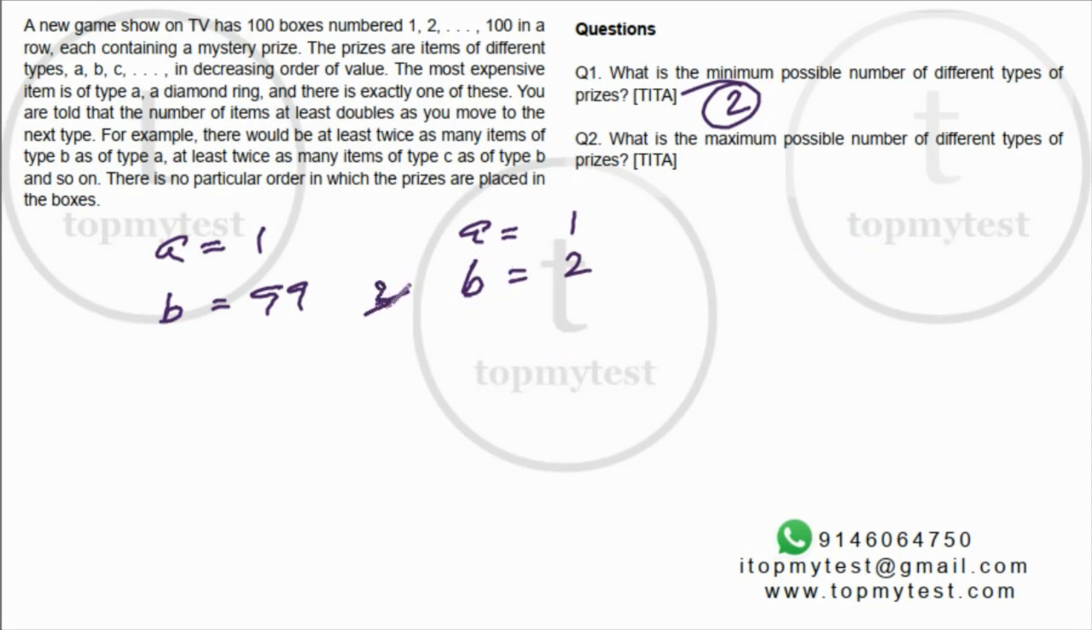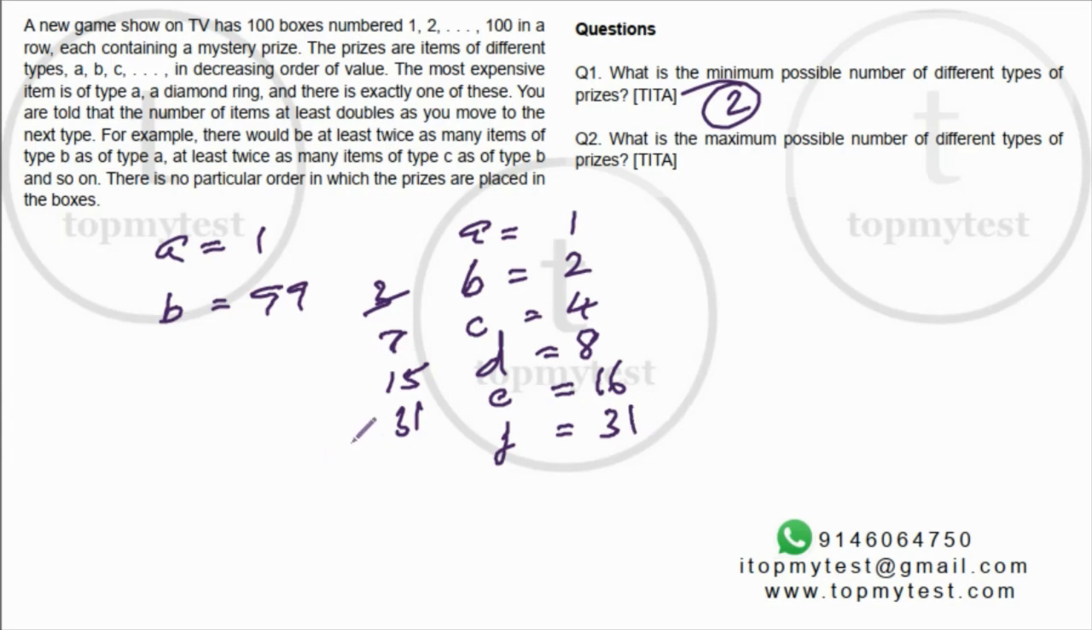So, total will be 3 items. Total we have 100 items. So C, we can have 4, total will become 7. D, we can have 8, total will become 15. E, we can have 16, total will become 31. F, we can have 32. So total will become 63.